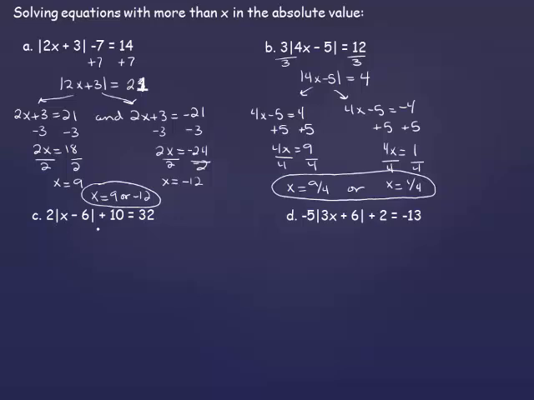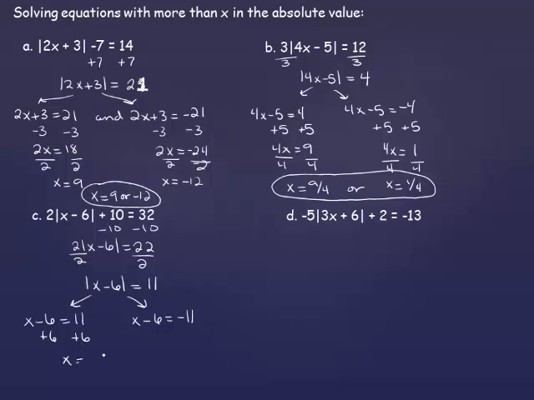Here I have even more happening, so I'm going to subtract 10 from both sides. Then divide by 2, and I'll end up with the absolute value of x minus 6 equals 11. Split it. X minus 6 equals 11, and x minus 6 equals -11. Add 6 to both sides. I get x equals 17. X equals -5. Put the word or in between there, and you have your solutions.